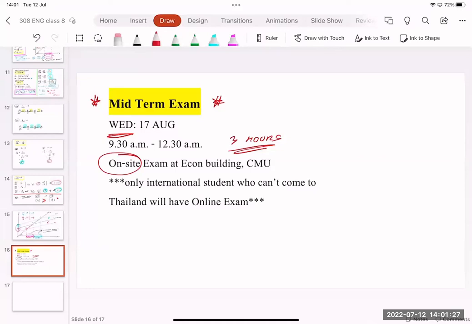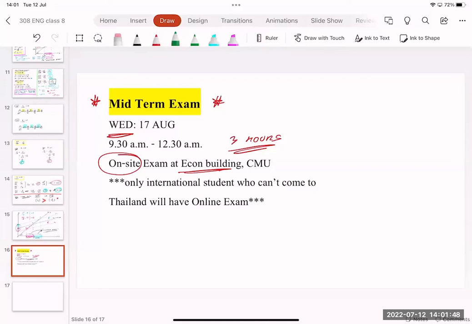If you are a Thai student, if you're living in Thailand, in Chiang Mai, you need to come to the Econ Building, Chiang Mai University, to take the exam. Wear the student uniform, bring your pen and pencil, no calculator. You don't need to use a calculator.